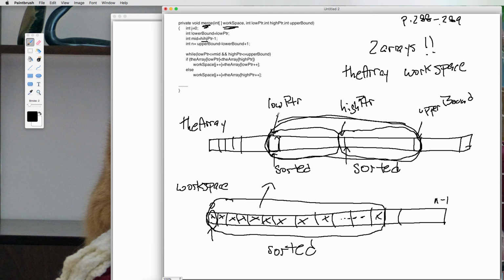Okay? Two arrays. If you're really clever, you don't need an entire array over here to merge these two together. You could just do it with one variable. Wow. And I invite you all to try that.